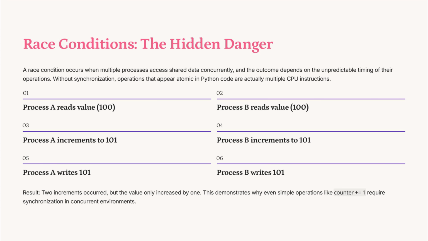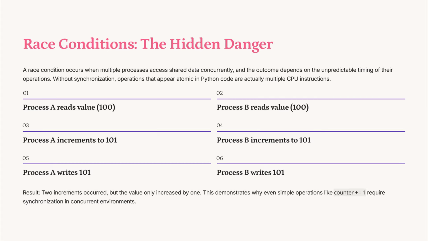Race conditions occur when processes access shared data simultaneously, leading to unpredictable results. For instance, 2 processes reading and incrementing a value can result in only one increment being recorded. This highlights the necessity of synchronization, as operations like counter plus equals 1 are not atomic and require careful management in concurrent environments.